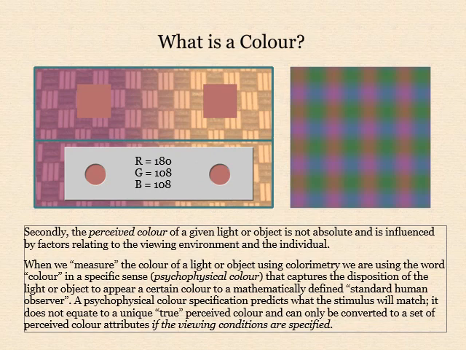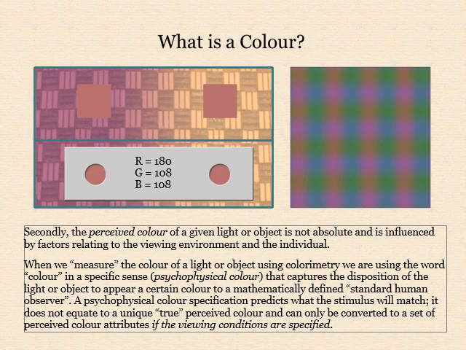Secondly, the perceived colour of a given light or object is not as absolute as it may seem, and is influenced by factors relating to the viewing environment and the individual. When we measure the colour of a light or object using colorimetry, we are using the word colour in a specific sense, psychophysical colour, that captures the disposition of the light or object to appear a certain colour to a mathematically defined standard human observer.